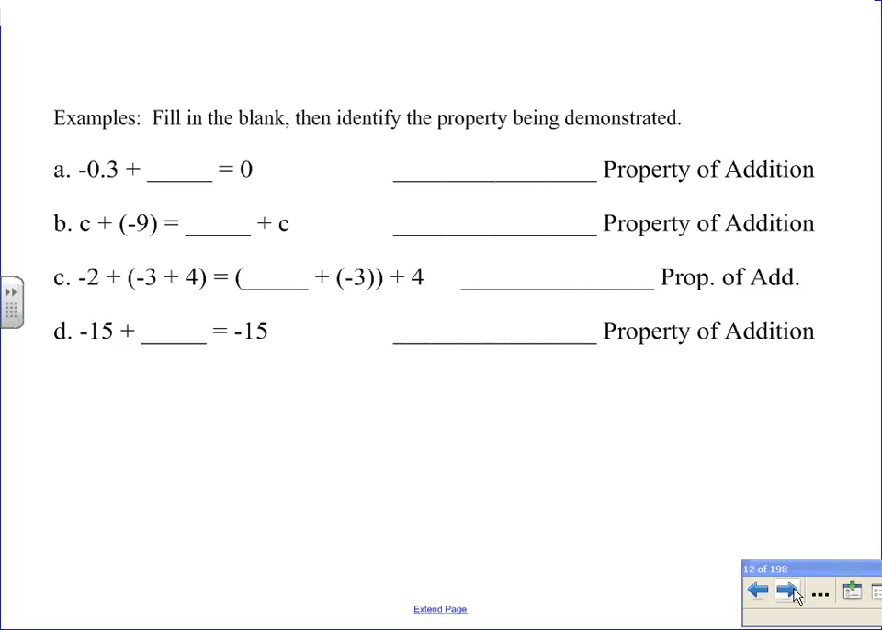Okay, letter A. What are we filling in for this, and what property is this, Adam? Good job. When you add opposites, you get 0. So we're filling in 0. We get inverse property. Emma M., what's the next one?